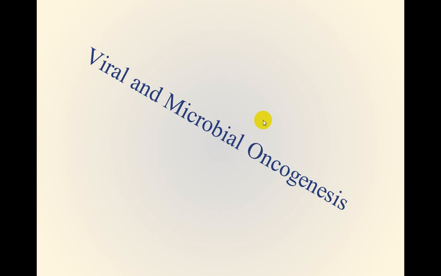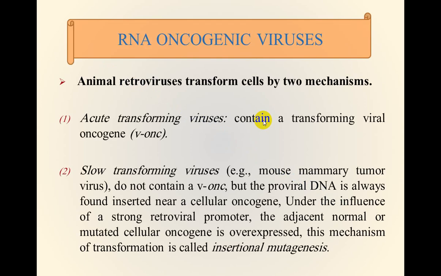Okay, here is the second section of lecture 4, viral and microbial oncogenesis. As you know, one of the classification processes of the viruses depends on the genetic material that constitutes the virus. So the viruses can be classified according to their genetic material into either RNA or DNA viruses. In case of oncogenic viruses, we have RNA oncogenic viruses and DNA oncogenic viruses.